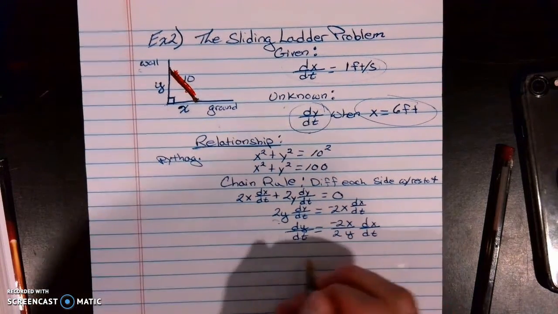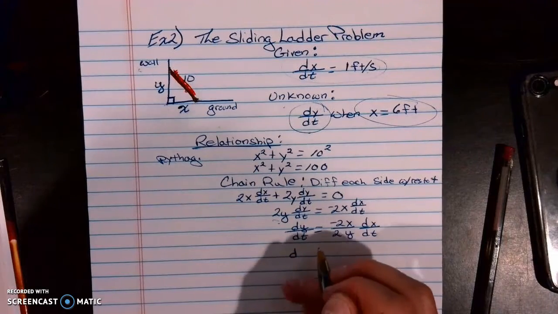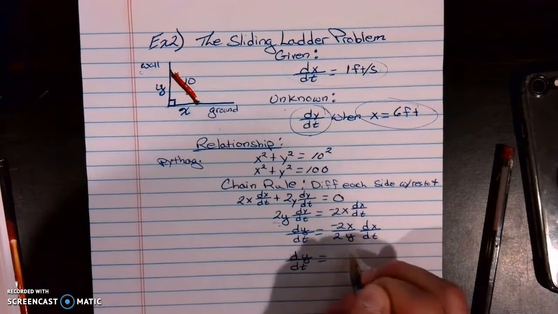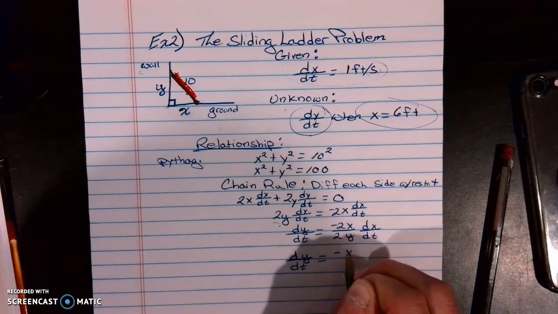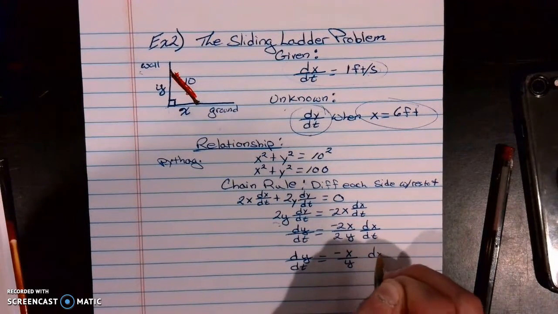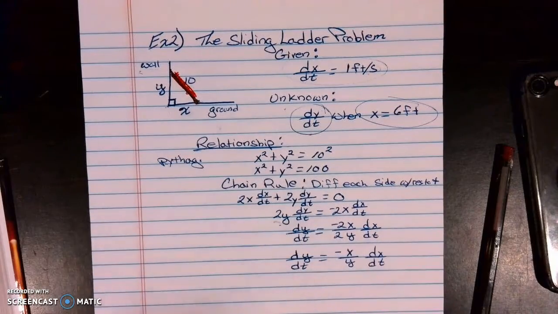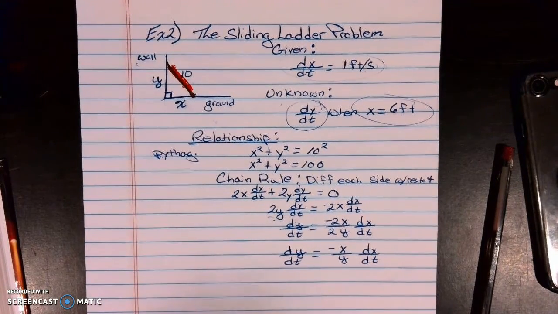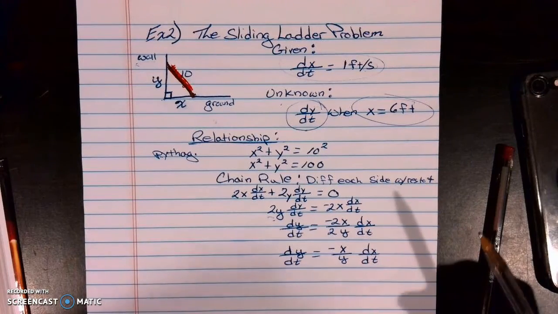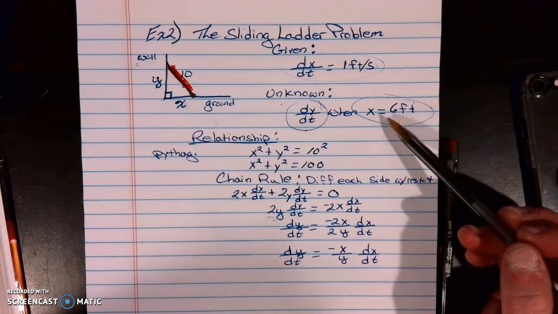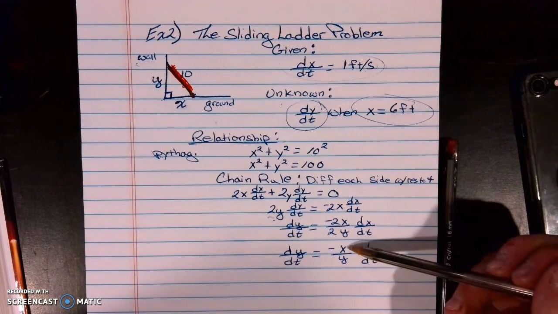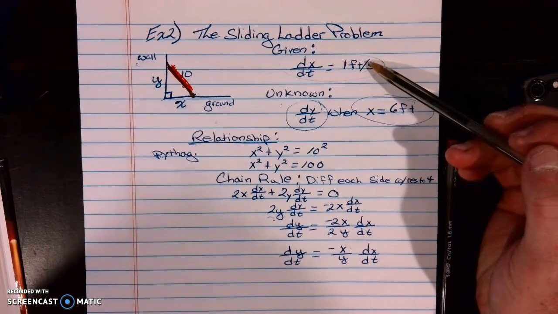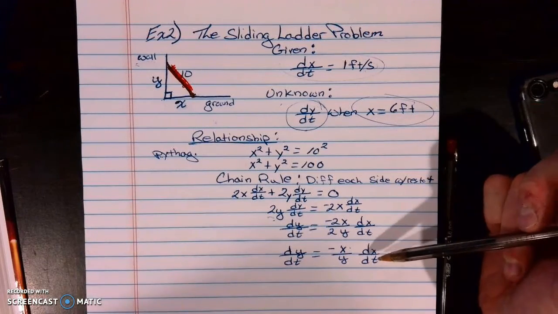And now I can simplify, and I get dy/dt equals negative x over y times dx/dt. And I'm going to say it again, just like our previous problem, there's a lot of repeated work here. We're going to go ahead and take what we know. We know that x equals 6 feet, so I can go ahead and plug the x in here. We know that dx/dt equals 1 feet per second, right? And so I can go ahead and plug that in here.